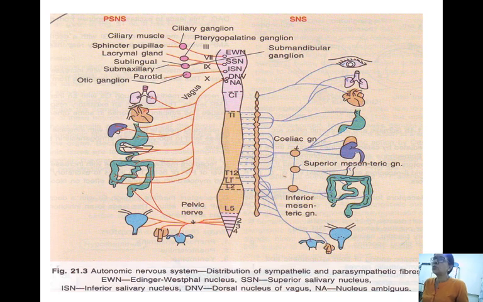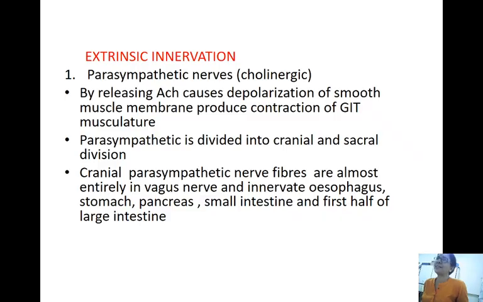Now coming to what is the function of the parasympathetic nervous system and the sympathetic nervous system. Extrinsic innervation, I said, is parasympathetic nerves and the sympathetic nerves. Parasympathetic nerves are also called cholinergic fibers. Why cholinergic? Because the neurotransmitter is acetylcholine. By releasing acetylcholine, it causes depolarization of the smooth muscle membrane and produces the contraction of the GIT musculature.